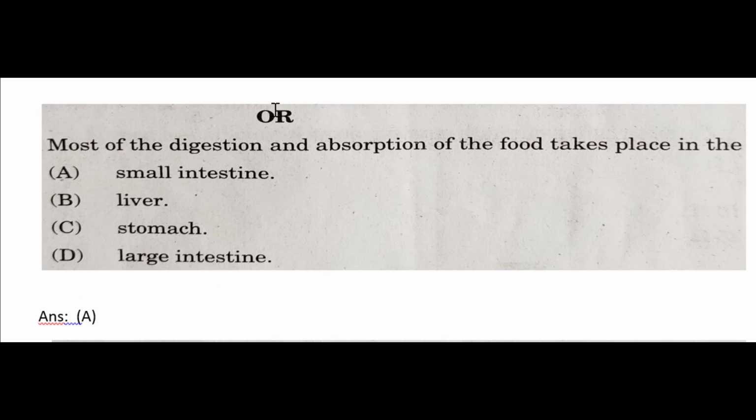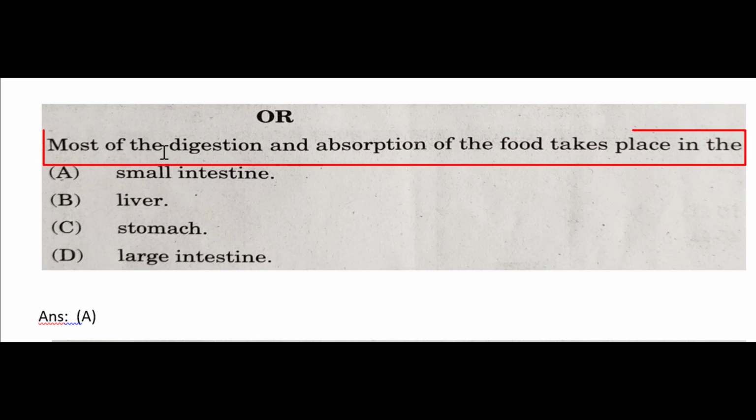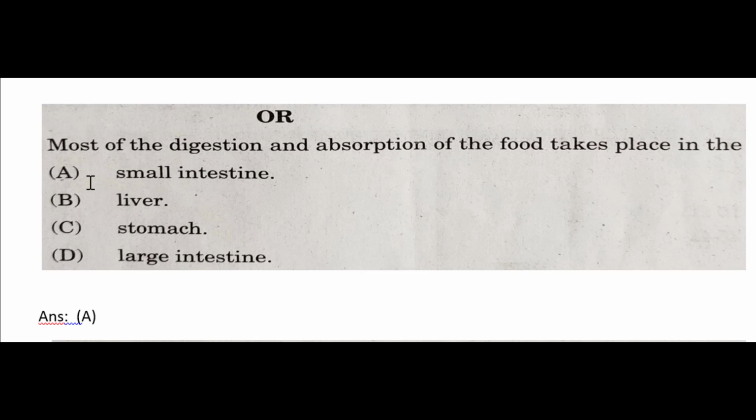Okay. There will be another question along with the question. This is optional. Most of the digestion and absorption of food takes place in the: options are A, small intestine, B, liver, C, stomach, option D, large intestine. The true answer will be small intestine, because we know that most of the digestion and absorption takes place in the small intestine.